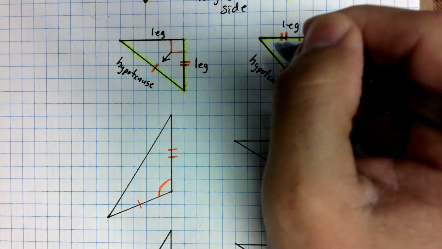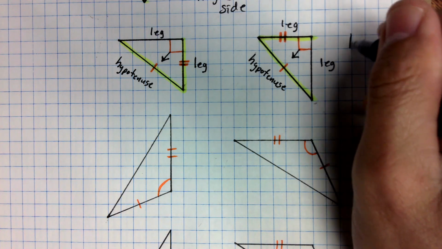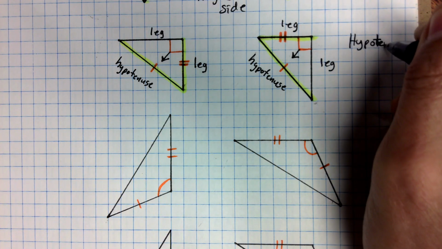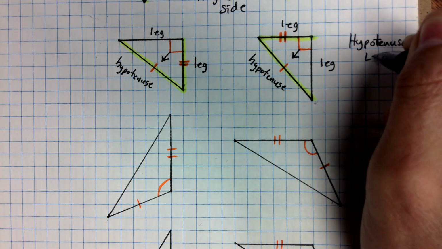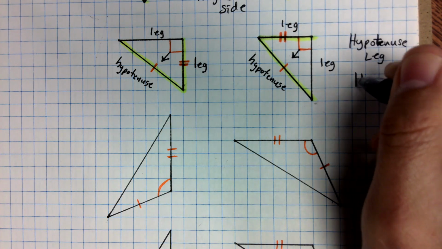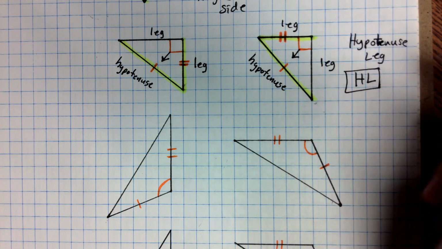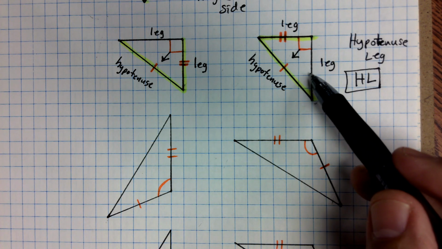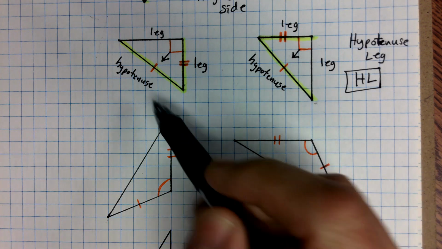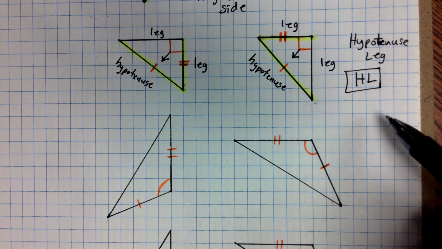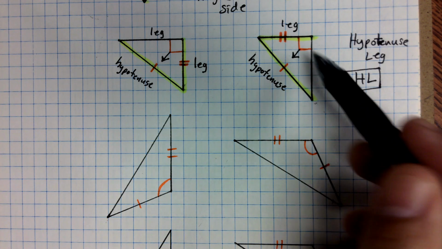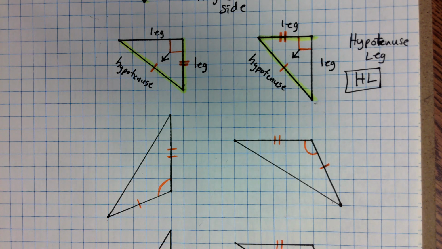So I'm going to go ahead and write that real quick. By hypotenuse leg. And for short, we use the acronym HL. So HL just stands for hypotenuse leg. Now remember, this only applies to right triangles. You must have that right angle sign in the triangles in order to be able to use the hypotenuse leg congruency. So now let's look at the next one.